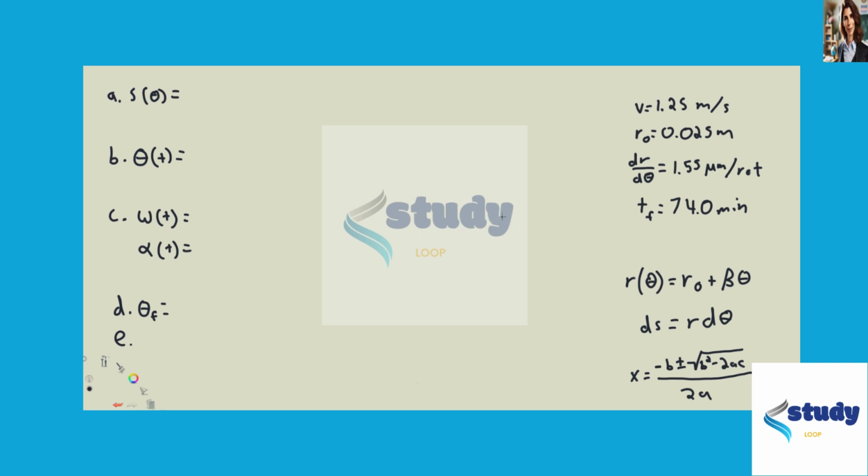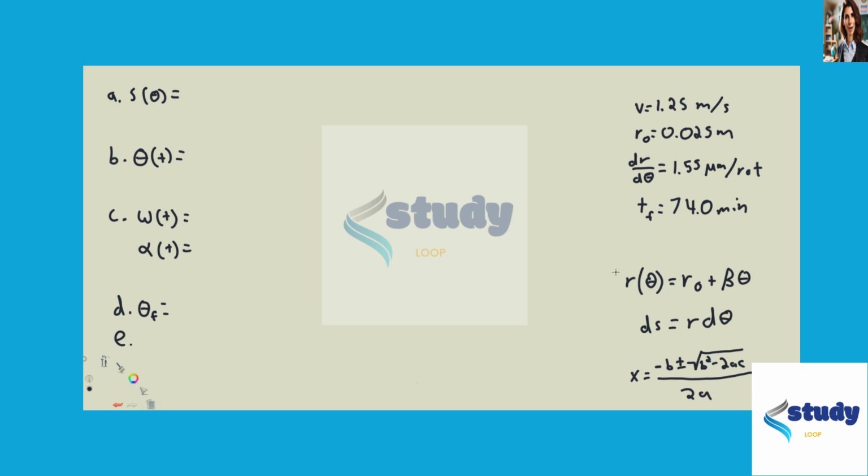In this problem, we are looking at the rotation of a CD in a CD player. We're given that the laser line is scanning along its grooves at a constant 1.25 meters per second, that the inner radius of the CD is 0.025 meters, and that since the radius of the circle is increasing, the circumference that it's scanning along increases by 1.55 micrometers per rotation, and that the total time to complete the CD is 74 minutes.